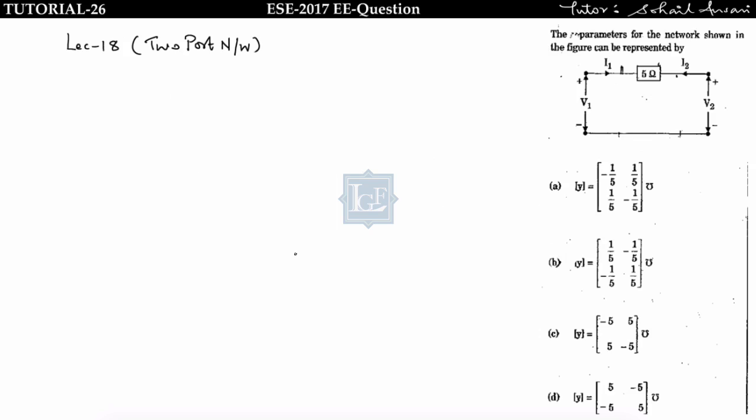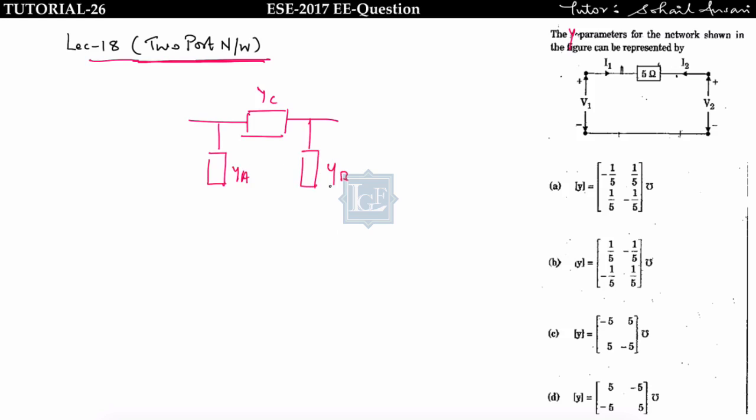See this question. The parameter for the network shown in the figure can be represented by... We have to find the Y parameter. This has been discussed in two port network in lecture number 18. I have derived one formula there like this. This is YC, this is YA, and this is YB.